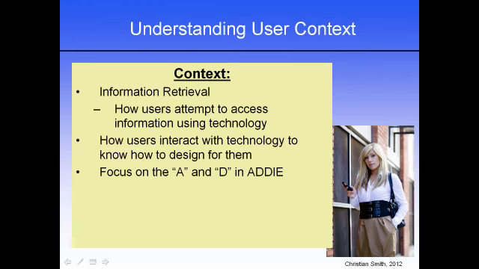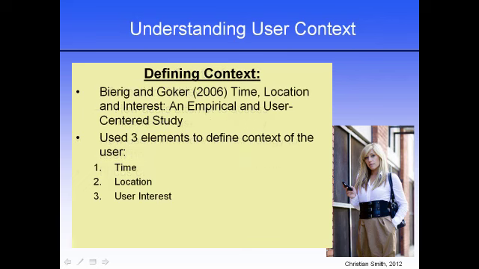Let's take a look first at defining context so that we have a base understanding of how to design for it. In an experiment that looked at information retrieval systems and user interface design, Bierig and Goker examined the context in which users interact with these information retrieval devices. They identified 3 particular elements of context: time, location, and user interests. As an instructional designer, considering all of these factors within the context of how the users will be using your product during the analysis stage of the ADDIE model can give you great understanding and insight into how your users will be interacting with your instructional material and consequently how you should be designing for them.